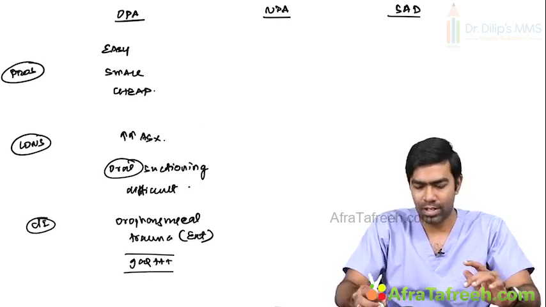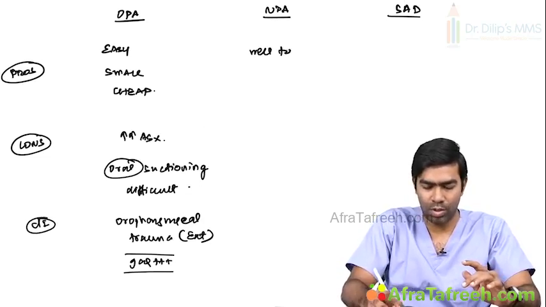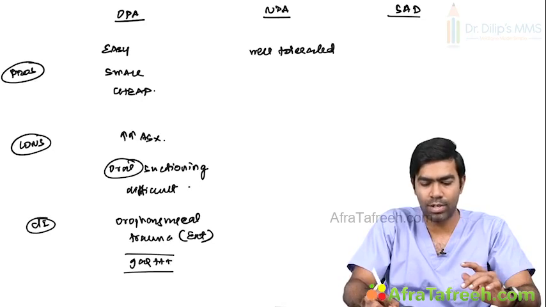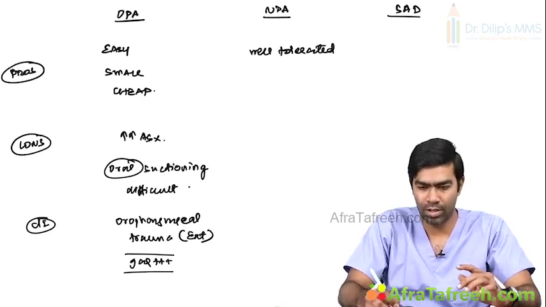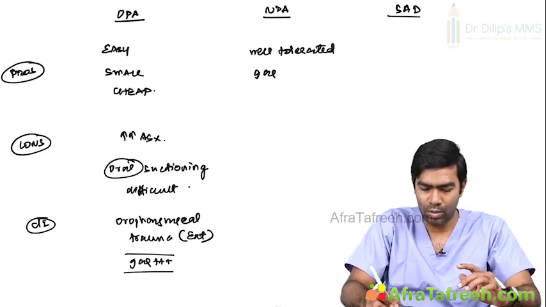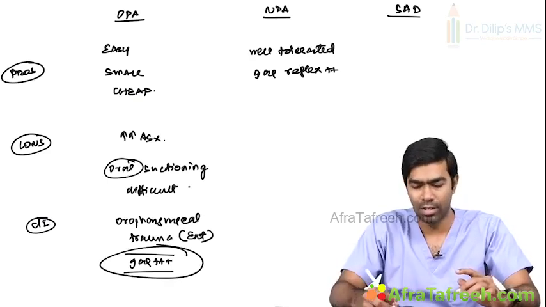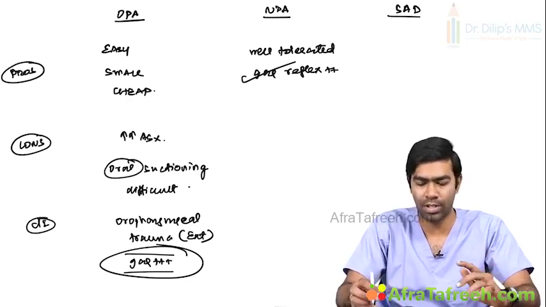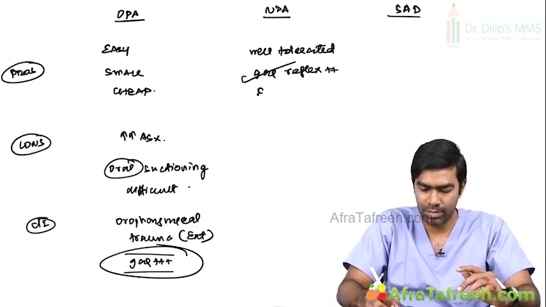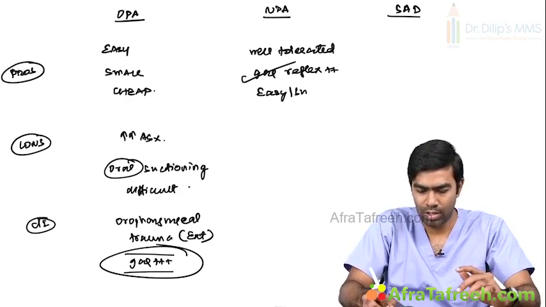Okay, nasopharyngeal airway. Compared to the oropharyngeal airway, they are well tolerated. They don't stimulate the gag reflex. That's why they are well tolerated. And as I told you, it can be used in patients with a positive gag reflex also. Remember, positive gag reflex is a contraindication for the oropharyngeal airway, but you can use the nasopharyngeal airway. So that becomes an advantage, a pro here. And again, similarly, it is easy, small, cheap.